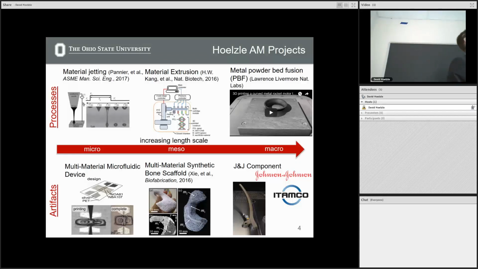I'm Nathaniel Wood. I'm a PhD student in mechanical engineering. I pursue research in additive manufacturing.